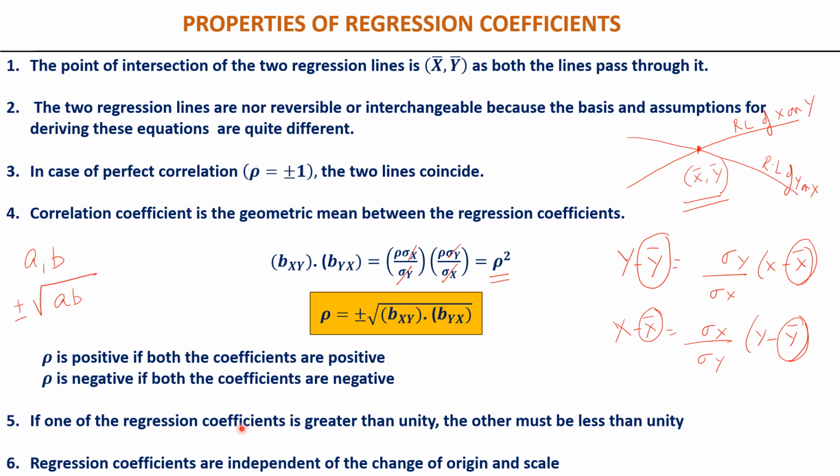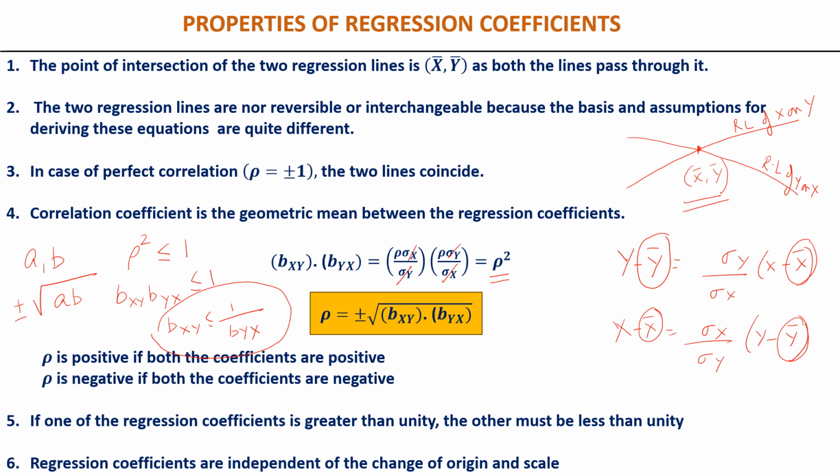Then, if one of the regression coefficients is greater than unity, then the other will always be less than unity. That is obvious from rho square, as we say that rho square is always less than or equal to 1. That means bxy into byx is always less than or equal to 1, or I say bxy is less than or equal to 1 by byx. So naturally, when one is less than unity, the other must be greater than unity.